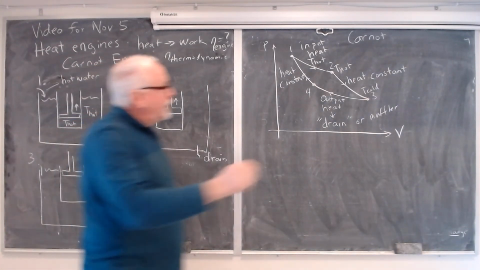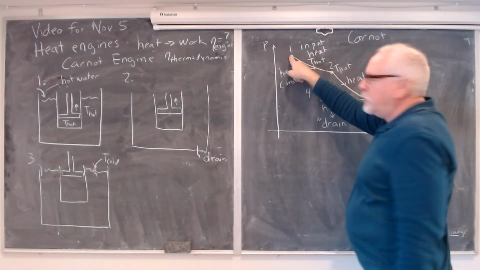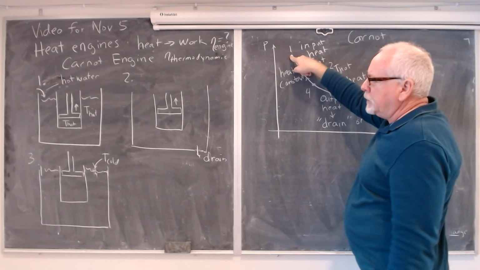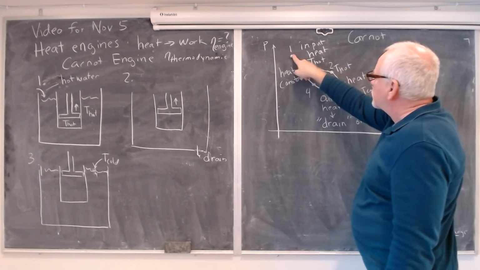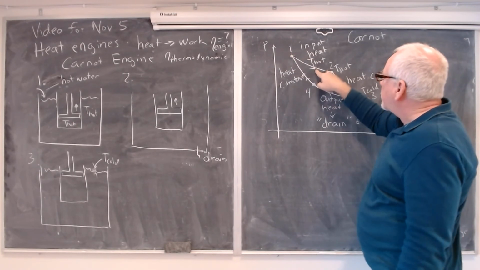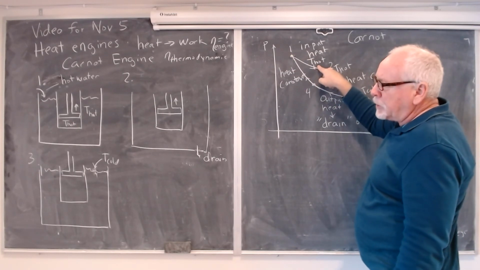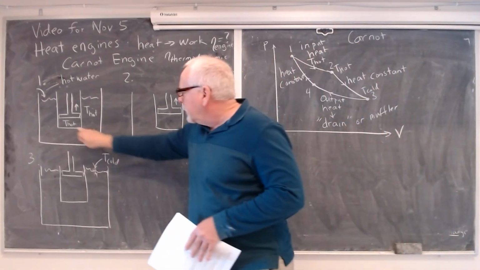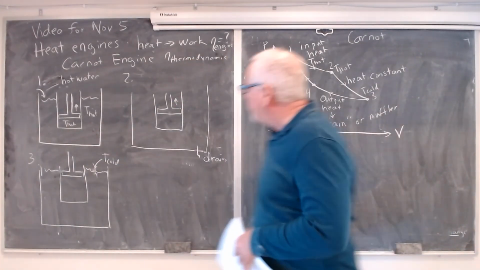So if we go back to our cycle here, at step 1, when the piston was at the bottom, we instantaneously put in a bath of hot water so that the gas started absorbing heat from that hot water. And it started expanding at a constant temperature because there's enough heat in that water that keeps that gas right at T hot.